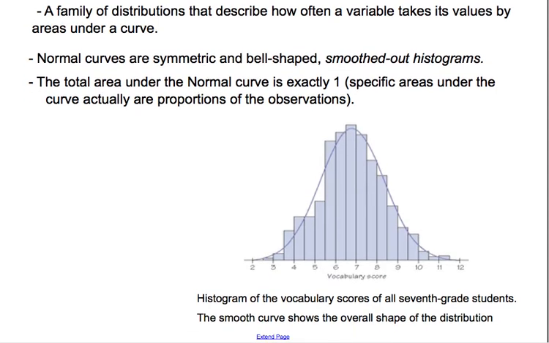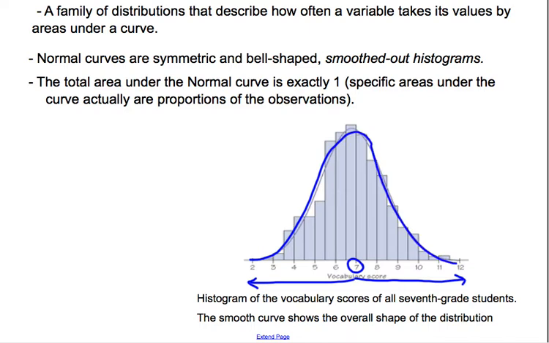So you're going to look below here at some vocabulary scores. And the mean, which we're going to talk about later in our examples, is the middle. And then you'll notice the values below are smaller, the values above are greater. And then there's this smooth curve of the scores. The total area under the normal curve is exactly 1, or 100%.